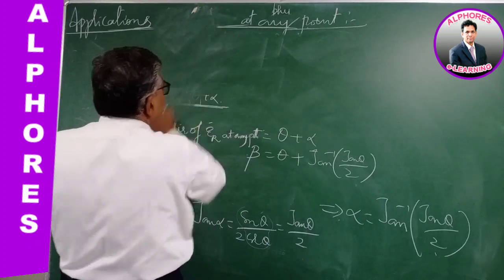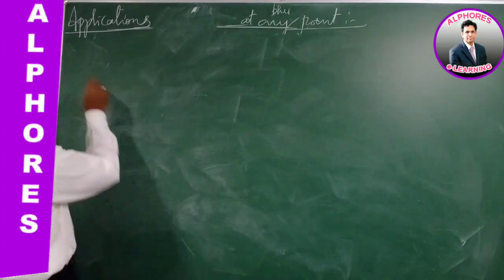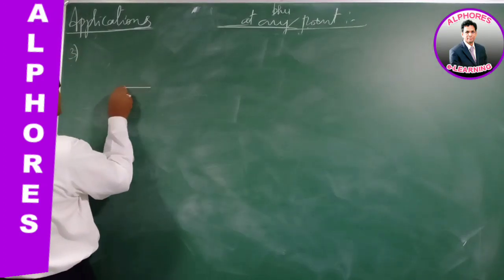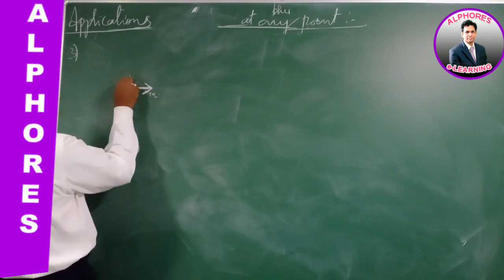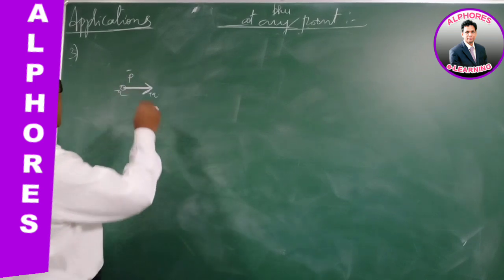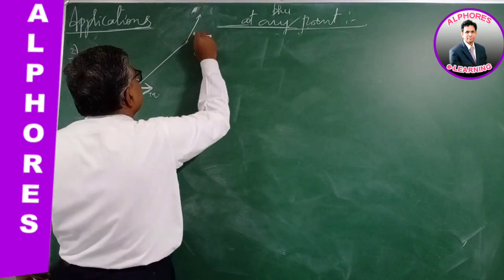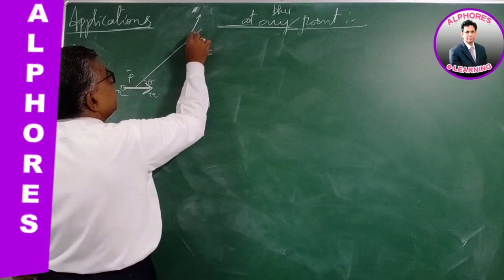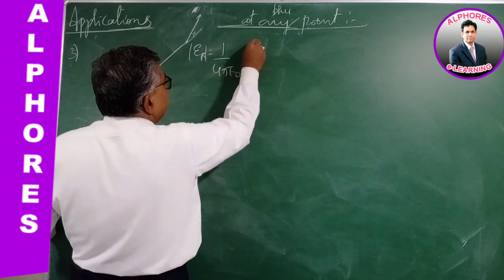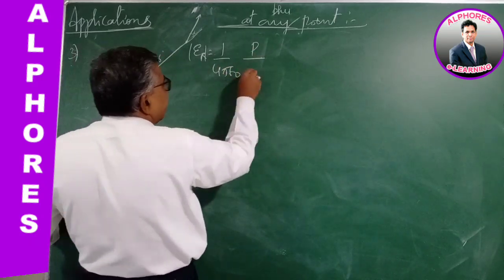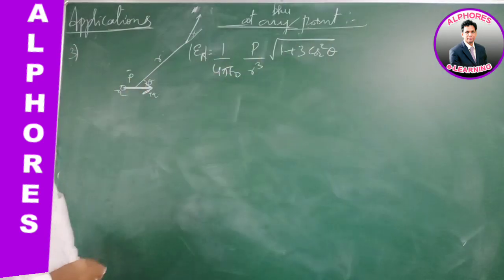And third, suppose you consider the magnitude of the electric field of the dipole. Consider an electric dipole, this is minus q, this is plus q, a short electric dipole of dipole moment P. Then at any arbitrary point we have evaluated the resultant electric field intensity. The direction will be like this. This is theta and this is alpha. Then the resultant electric field magnitude is 1 by 4 pi epsilon naught, P by r cube, root of 1 plus 3 cos square theta.